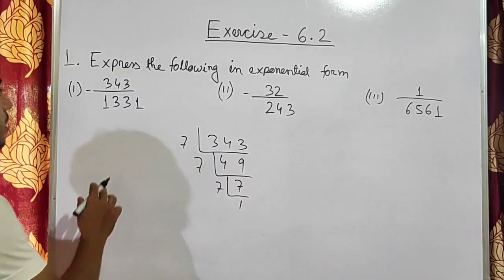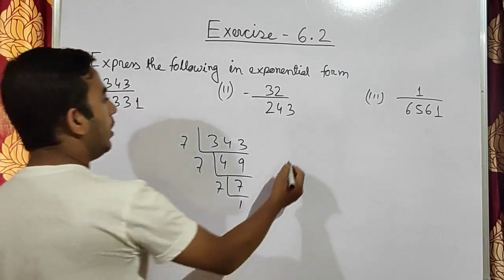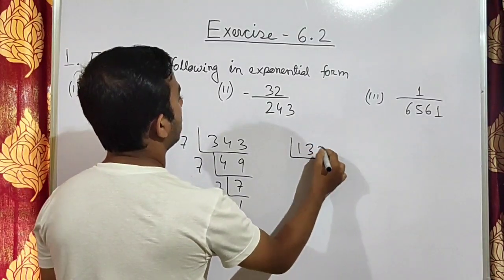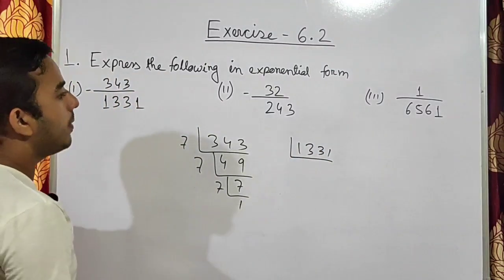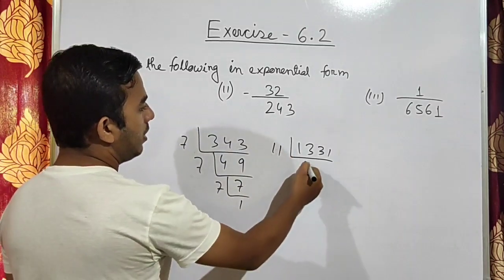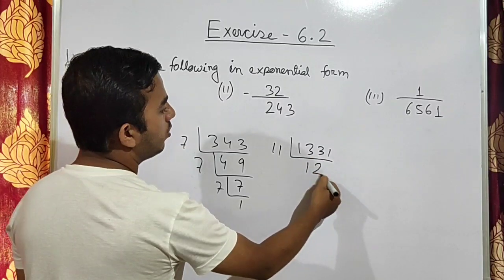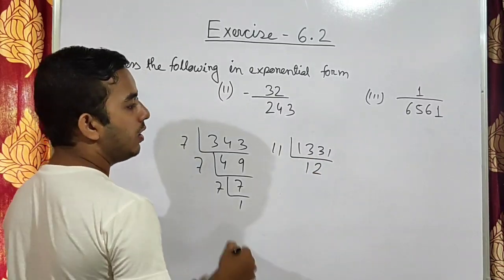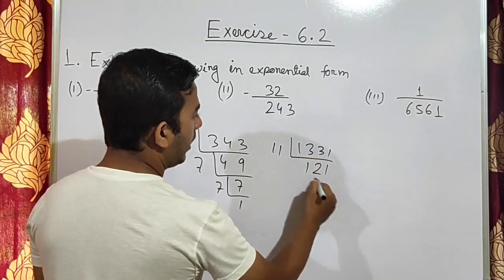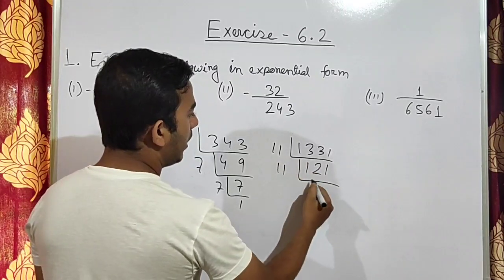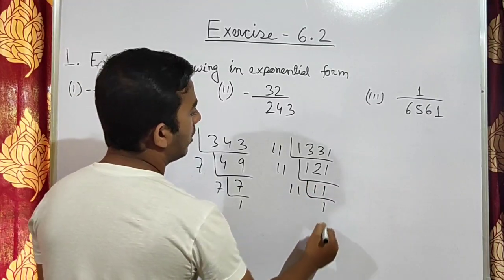Now we have to find the factors of 1331 also. So let's find out. 1331 is divisible by which number? It is most probably divisible by 11. Yes. 11 into 1 is 11. How many left? 2 left. 23. 11 into 2 is 22, isn't it? Then 23 minus 22 is how much? 1. So 11 into 1 is 11. After this, clear? Then again 11 into 1 is 11, and again 11 into 1 is 11.